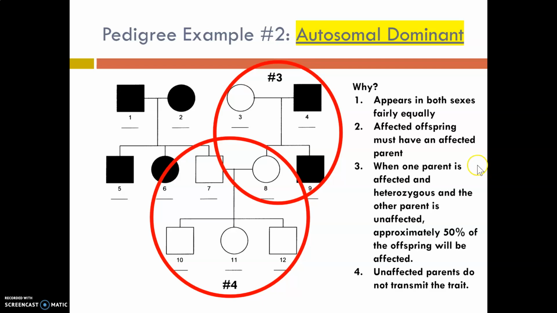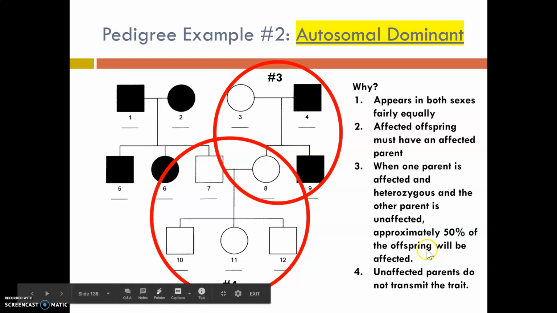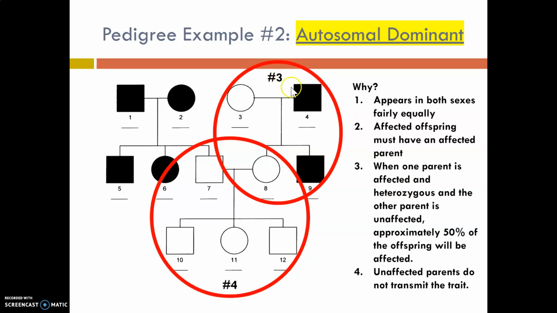When one parent is affected and heterozygous, and the other parent is unaffected, approximately 50% of the offspring will be affected. So if we take a look at this circle where number 3 is, we've got one parent that's affected, one that's unaffected. Half of their offspring are affected, half of their offspring aren't.